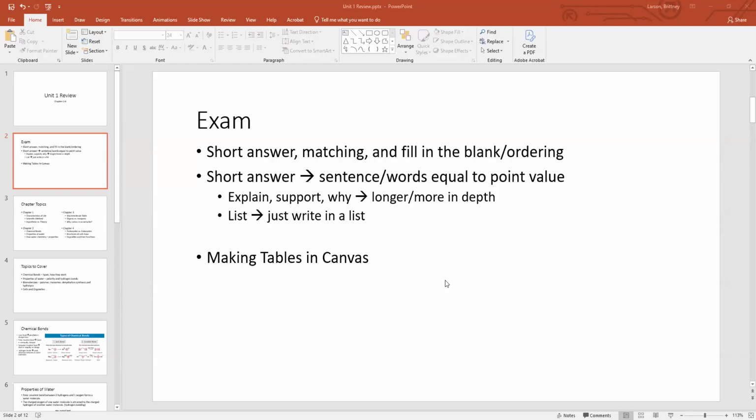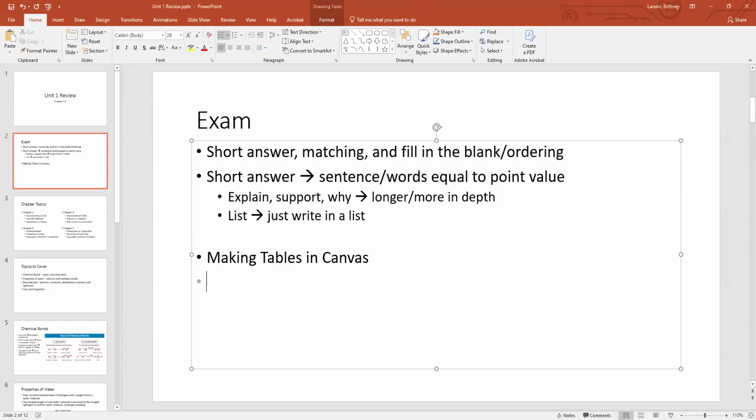So, yay. One of the things that I am going to say is that you will be asked to make a table in Canvas, and to make a table in Canvas is fairly easy.